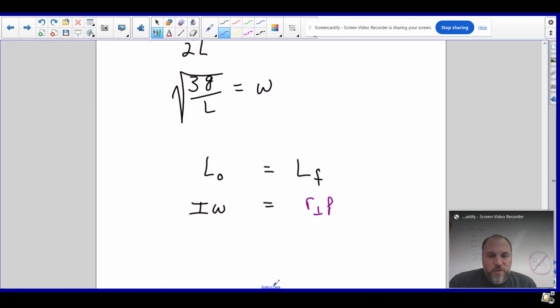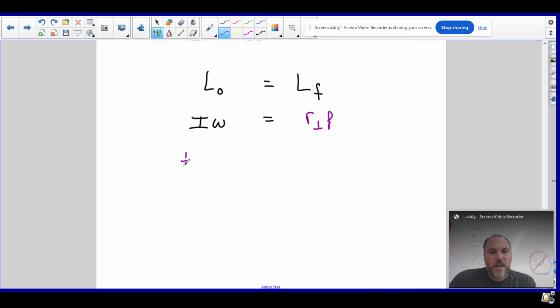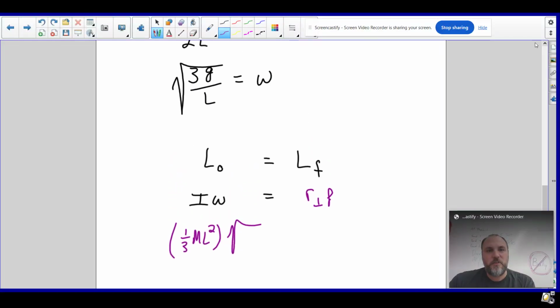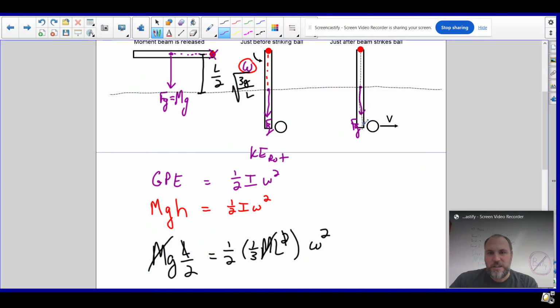Okay, so for the angular momentum before the collision, we have 1/3 big M L squared as the moment of inertia. We have our angular velocity that we found in the first part, so that's root 3g over big L. And then for the ball, as it moves away from the beam, the linear momentum is little m v. That's the velocity that we're trying to find. And then we need to know what part of R is perpendicular to the momentum.